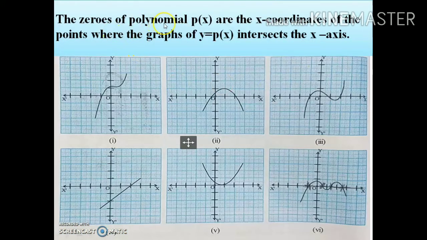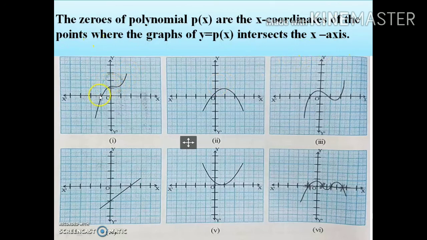Now in this, if I have a graph, then how to know what are the zeros of the polynomial from the graph? Always, if the equation is in terms of x, that is y is equal to p of x, where p of x can be written as x cube minus x square plus 6, anything. Whenever the equation is in terms of x, that is p of x, then the zeros are the x coordinates of the points where the graph intersects the x-axis.